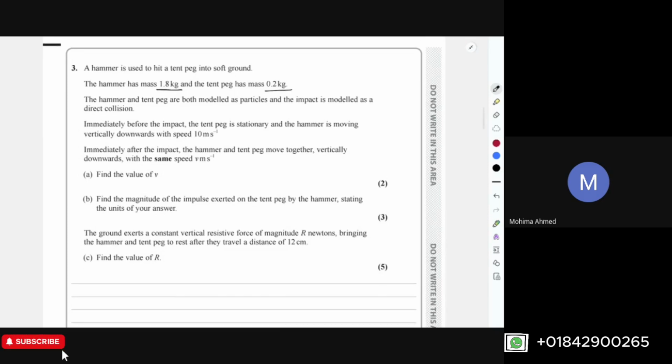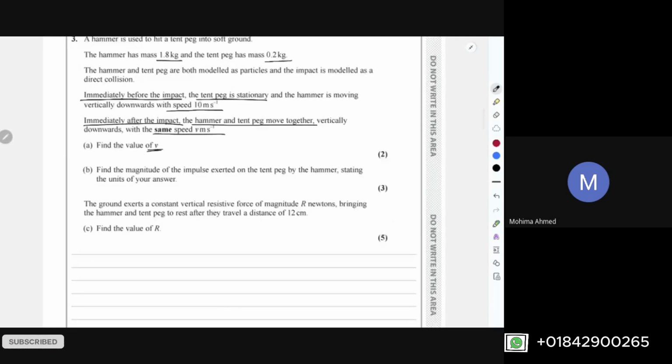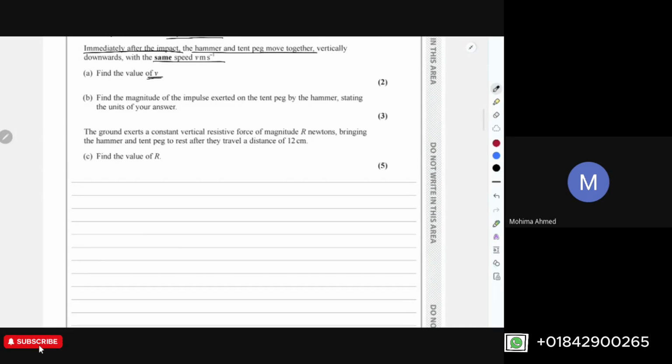Initially it says that immediately before the impact, the tent peg is stationary. Obviously, it was supposed to be stationary and only the hammer was moving downward with velocity 10. And immediately after the impact, the hammer and the peg connect together and they both move vertically downward with the same speed of v. And we're supposed to calculate that. So this is obviously an important basic.